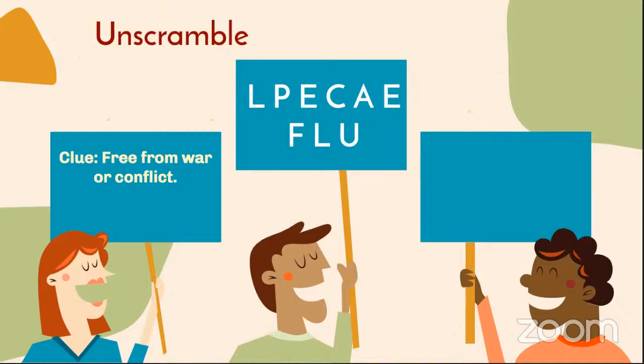Next scrambled word. Your clue is free from war or conflict. Charmian or Bliss? Peaceful. Let's reveal that answer. Peaceful. Woo! Good job.